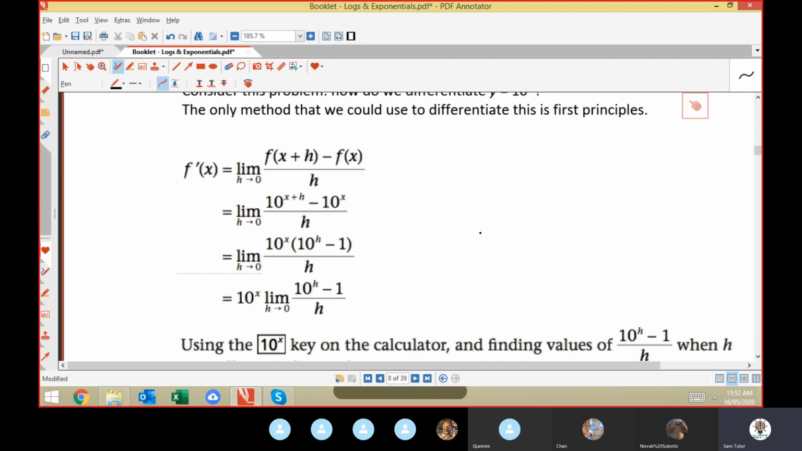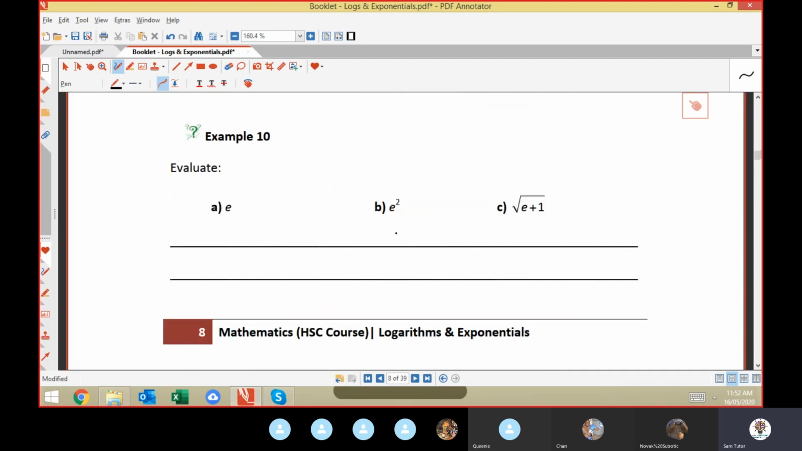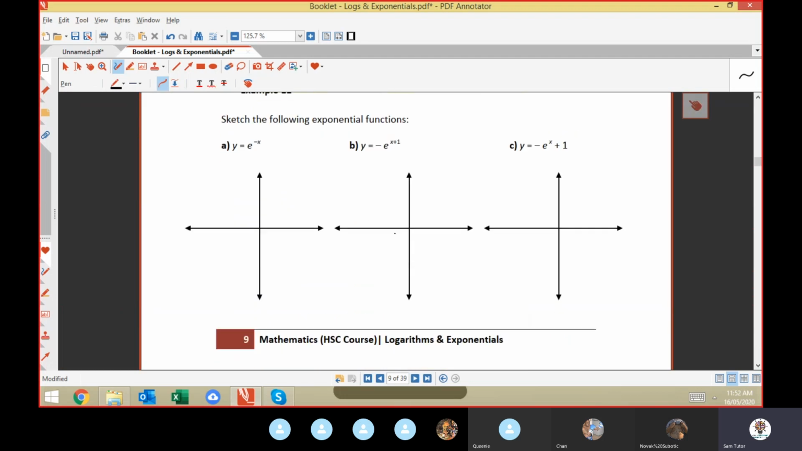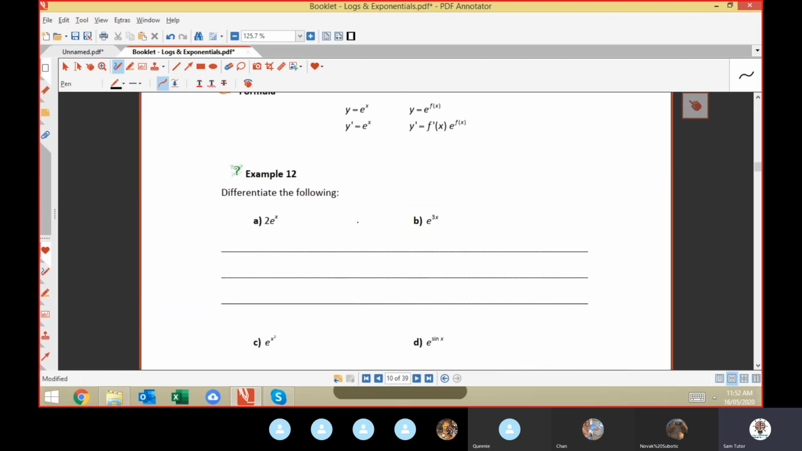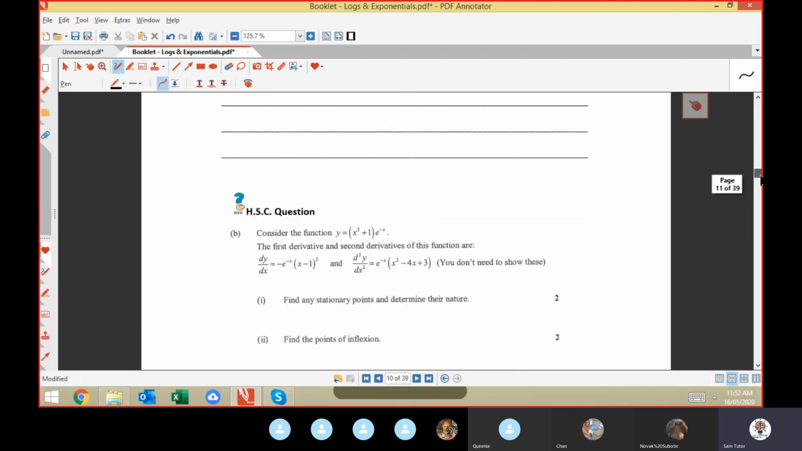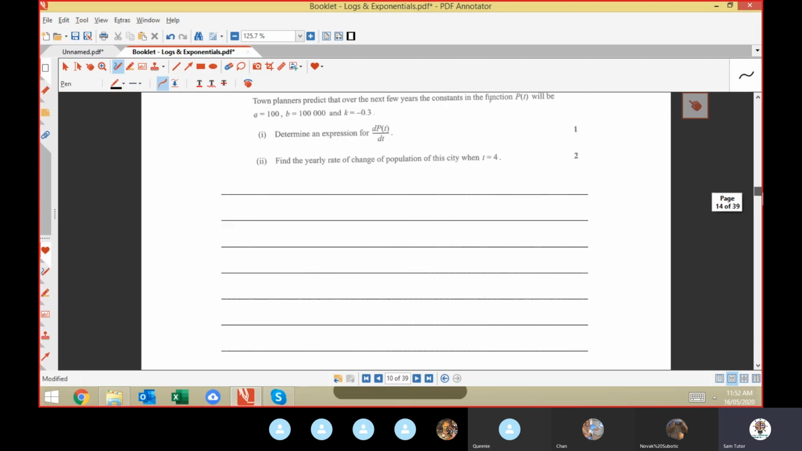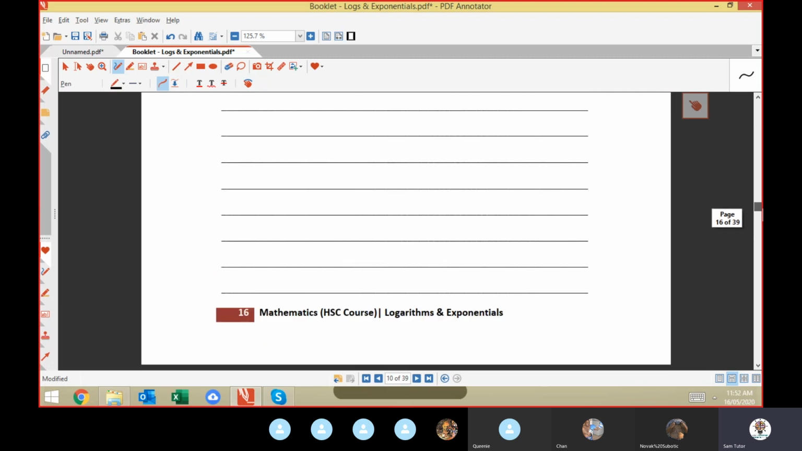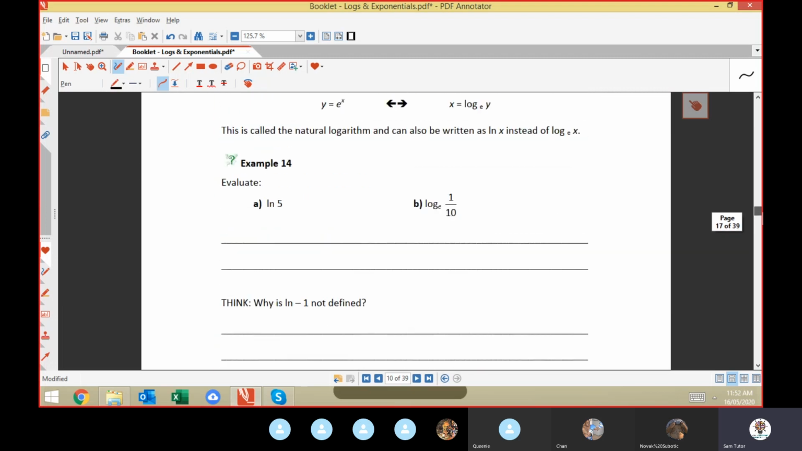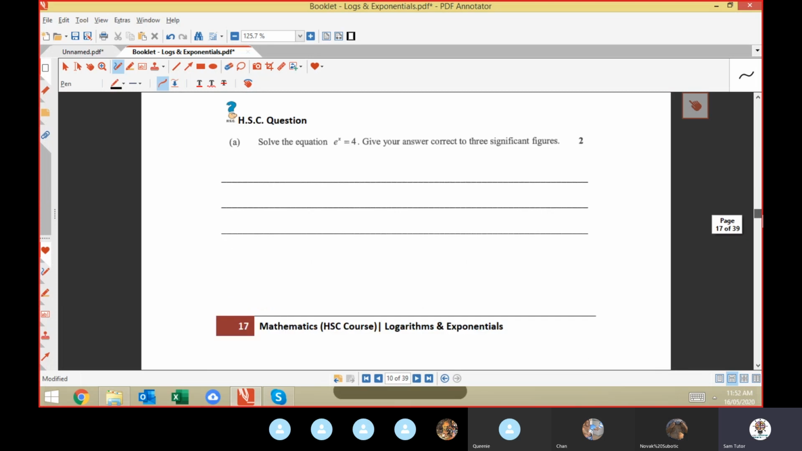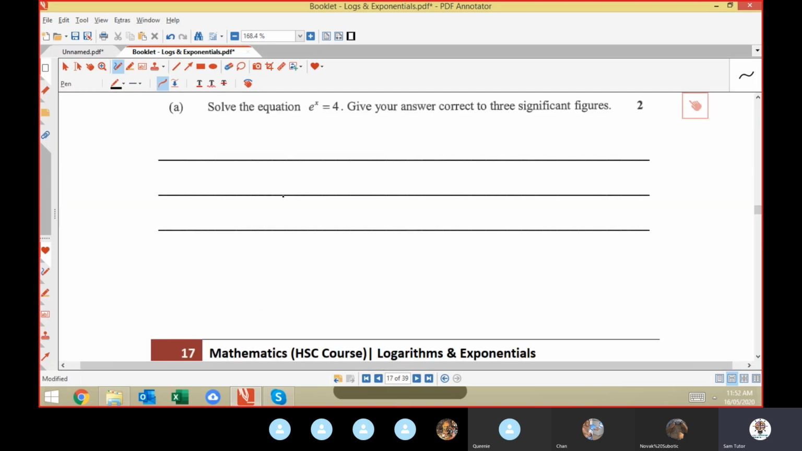Let's have some exponential equations. No, not differentiate. And then integrate. There you go, look at that.